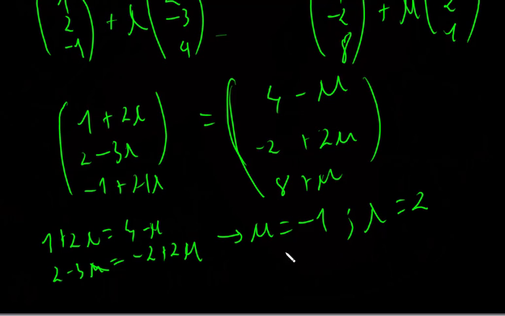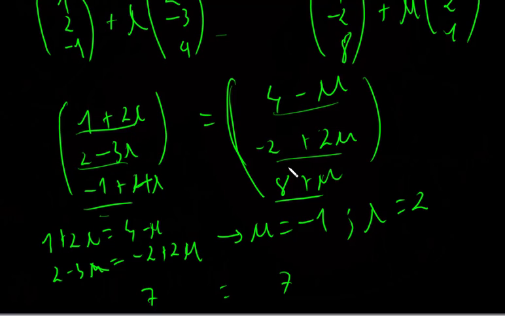And from these values, we can try them in the third component. Here we have 1 plus 4 lambda, so this is 9 on this side, and 8 plus mu, that's 7 on this side. Since the third component matches when we substitute the values we solved for mu and lambda, this is one point, and these two lines actually intersect.